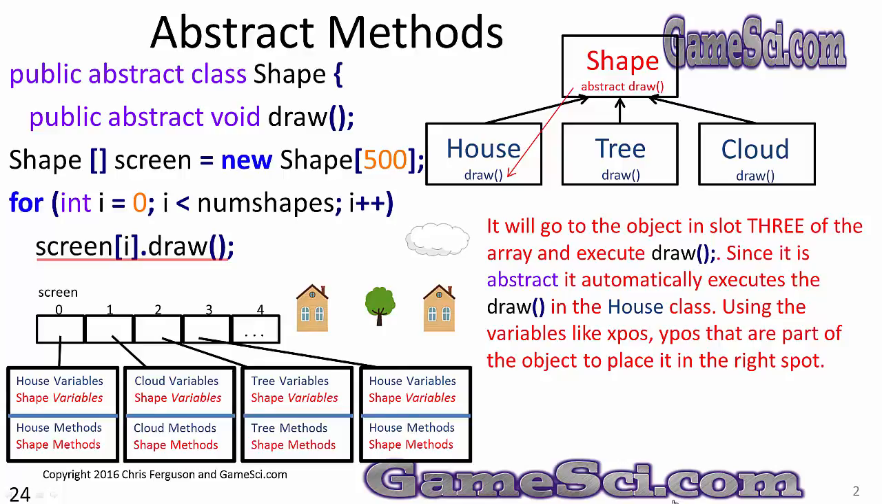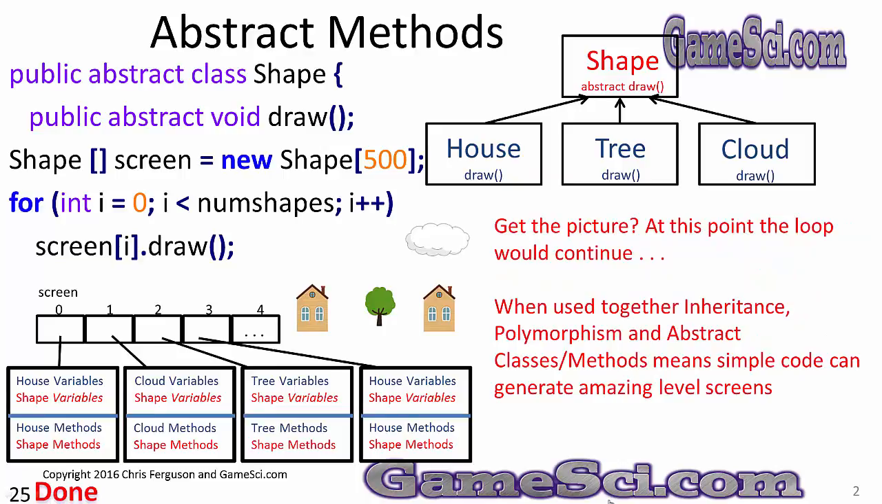On 4 objects, we can't build a very spectacular screen, but what if I had 40 objects or 400 objects? I could draw a pretty elaborate screen if I had 400 objects in my screen array. Do you get the picture? Pun intended. At this point, the loop would continue down the array, drawing more objects. When used together, inheritance, polymorphism, and abstract classes and methods mean very simple code can generate amazing screens. That tiny little loop can build a spectacular video game screen.